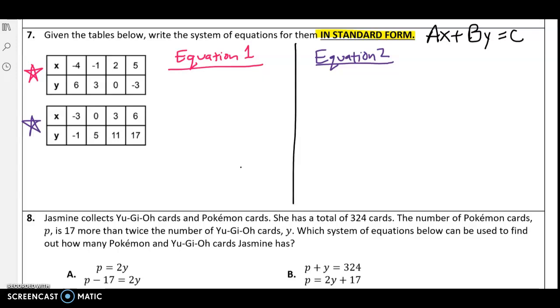Okay, everyone, we're looking at question number 7 on the test review, where we are given two tables and we're asked to write the system of equations, so one equation for each table, in standard form. Now, Desmos is very helpful to put in tables, but it will only give us y equals mx plus b, so we will have to convert them to standard form. So let's start out by putting in that first table into Desmos.